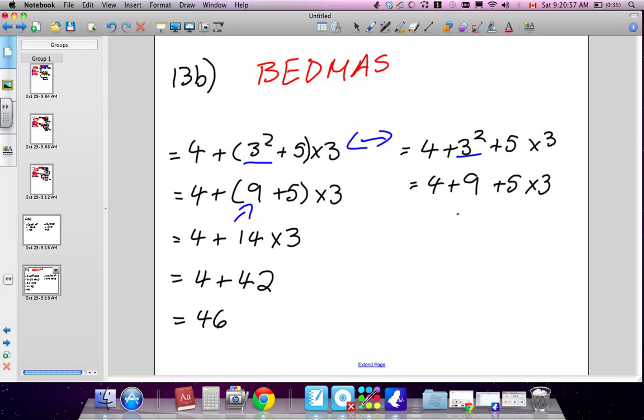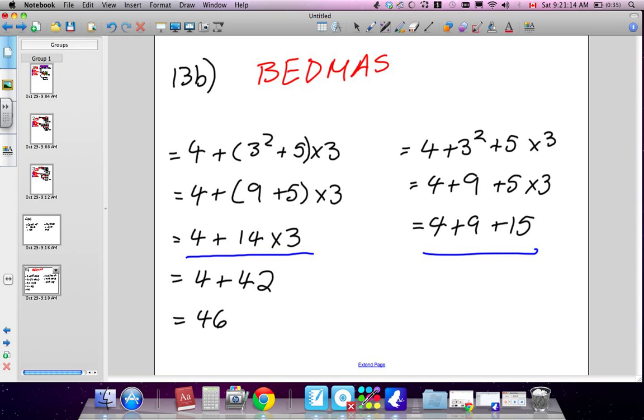Were the first steps the same in the two questions? Yeah, we dealt with the exponent first, right? Our next part was the 9. Now, what do we deal with next? The multiplication. Yeah, that's right. We deal with the multiplication next. So what's the multiplication part? 5 times 3, which is 15. Okay, now let's go look at it.